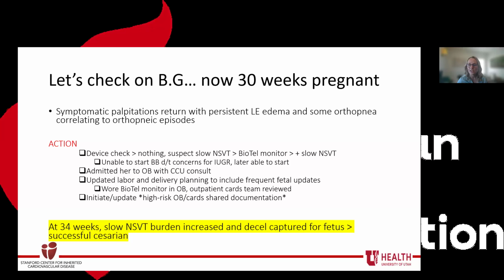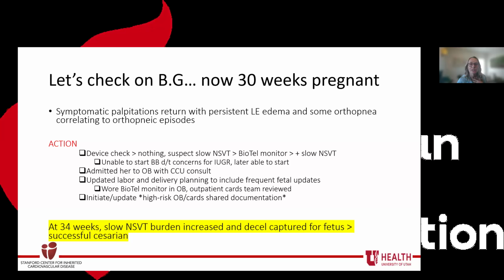remember that she has slow non-sustained VT on telemetry before. So we do a BioTel monitor, which captures slow non-sustained VT. We're unable to start beta blocker due to concerns for small baby size. And so we had decided to admit her. She's 30 weeks pregnant. We decided to admit her, consulting with OB, and we have her in CCU for monitoring.